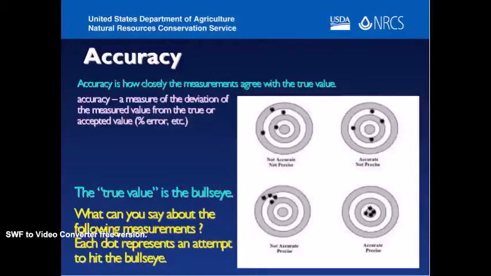Okay, we covered precision. Now let's take a look at accuracy. Accuracy is how closely the measurements agree to the true value. And remember what the true value was. That's the bullseye. So the accuracy is a measure of the deviation of the measured value from the true or accepted value. What's my percent error? When you look at this true value, which is the bullseye, what can you say about the following measurements? Each one of these bullets represents somebody's attempt to hit the bullseye. And of course you realize that in the lower right hand corner, we've got a great deal of accuracy. It's hitting right on.